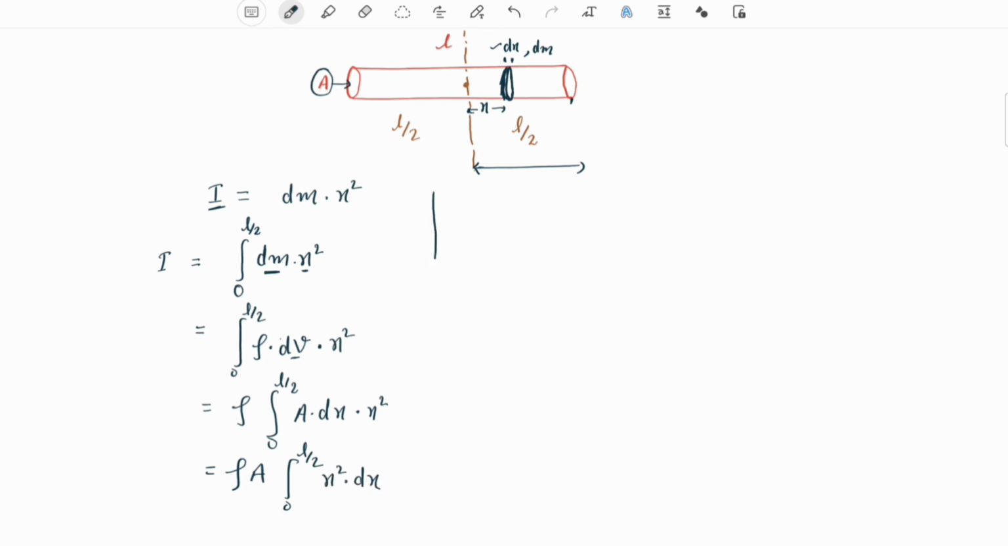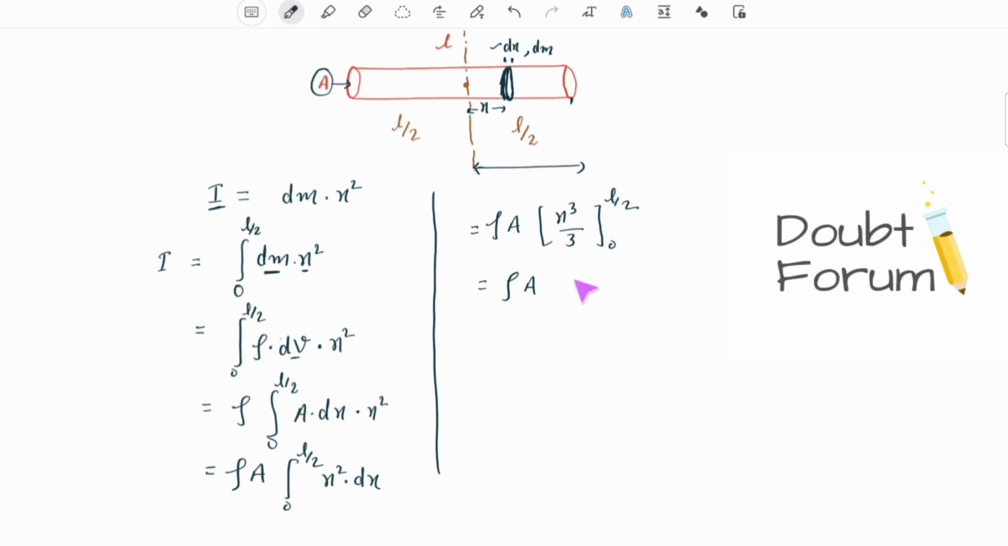So we get rho into A, x square becomes x cube upon 3 after integration, and we put the limit 0 to L by 2. Then we further solve, so it becomes rho A, in place of x we put L cube upon 2 cube means 8 upon 24, because 3 is already there. So this is I for right side. So moment of inertia of the entire cylinder or entire rod would be 2 times this much for right side, so this much for left side. Because it is a scalar quantity, so we simply add. So this would become 2 times of this quantity, rho A L cube upon 24.